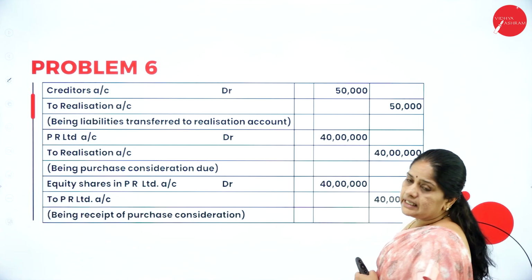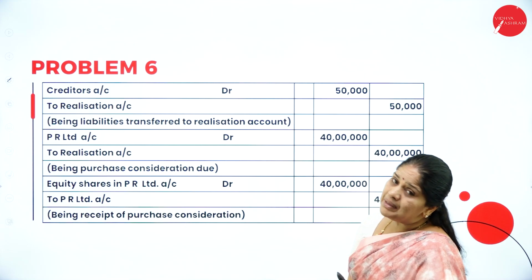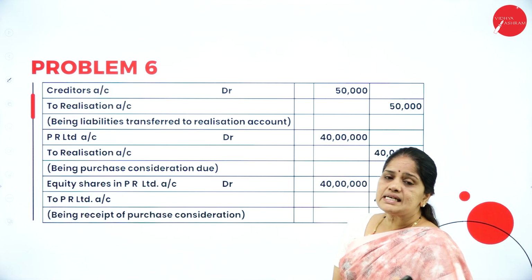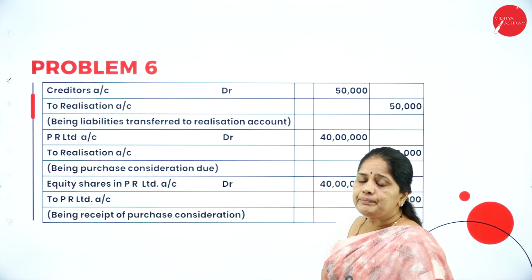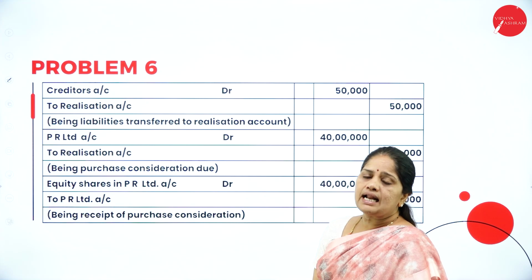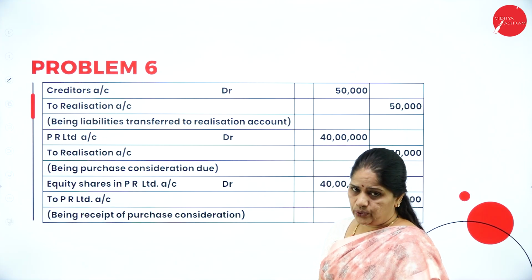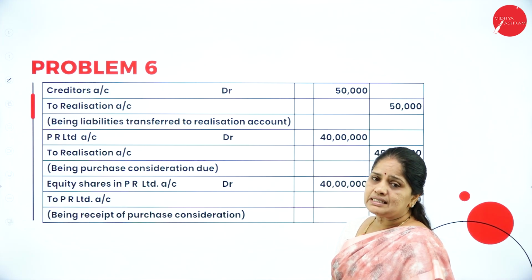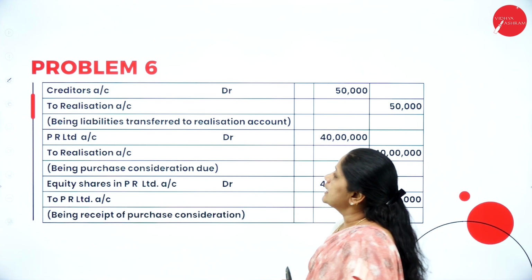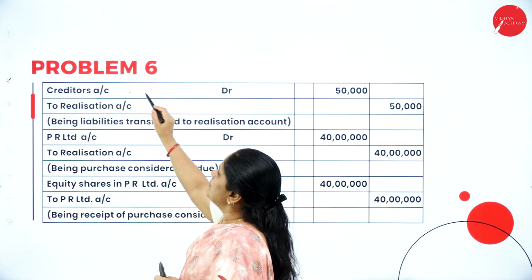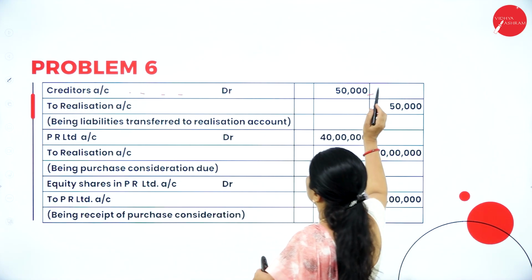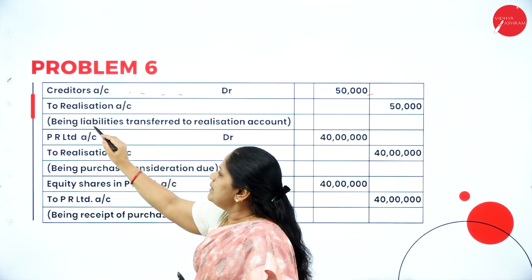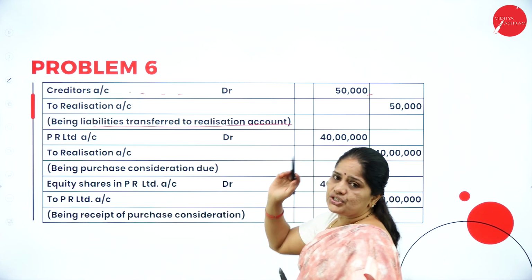Now, the next entry will be for the transfer of liabilities taken over. Whenever it is mentioned in the problem that the business is purchased by so and so, it means that the entire assets and liabilities are taken over by the new company. So there should not be any doubt whether some assets or liabilities are not taken. Everything is taken. Now we have only one liability here. So creditors account debit 50,000 to realization account 50,000, being liabilities transferred to realization account.